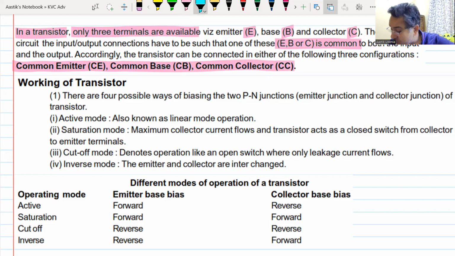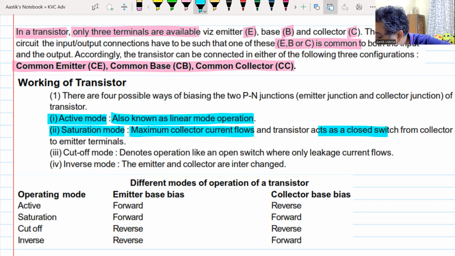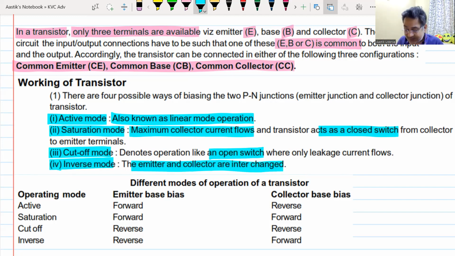Then there are 4 modes of operation of this transistor. The first one is known as active mode. This is the mode in which we will find most of the problems that we face. Then the saturation mode. In this mode, maximum collector current flows and the transistor acts as a closed switch. These are the 2 points that you must remember about the saturation mode. The cutoff mode behaves like an open switch. In inverse mode, basically the emitter and base are interchanged.